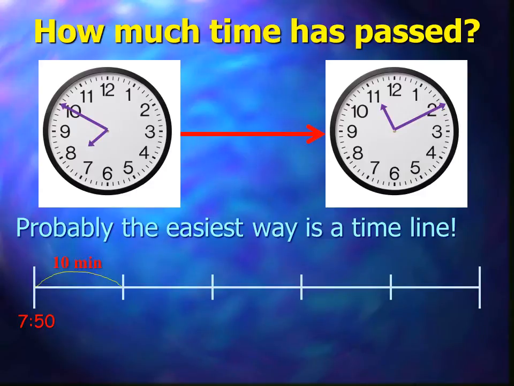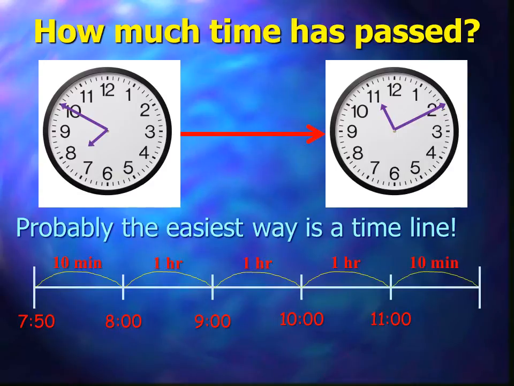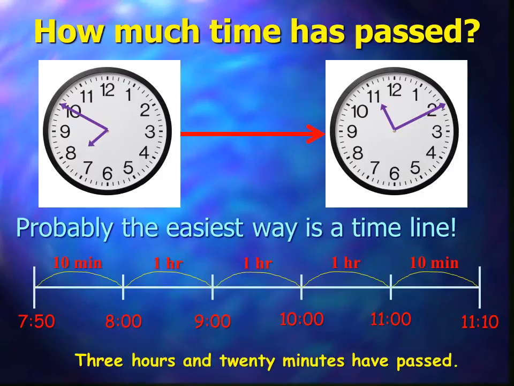Let's add 10 minutes, because 7:50 is not an easy time to deal with. And if we add 10 minutes, we actually make it to 8 o'clock. That's easy for me to understand. Let's add another hour, brings us to 9 o'clock. Another hour again, brings us to 10 o'clock. One final hour brings us to 11 o'clock. And then all we need to do is add the final 10 minutes, and we end up with 11:10. So adding all of the time together, we end up with 3 hours and 20 minutes have passed.